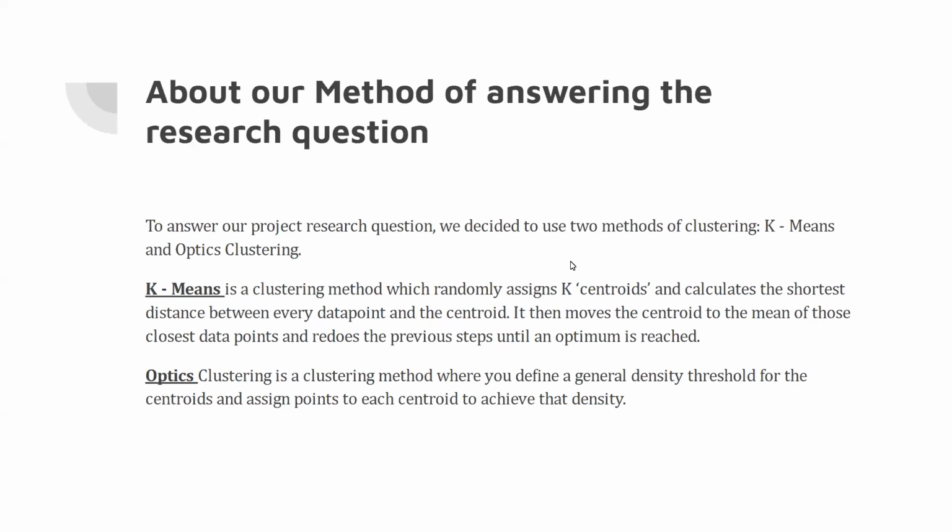And then these are the two methods that we've decided to use. Dorian will further explain them, both k-means and OPTICS/DBSCAN. Yes, k-means is just a clustering method where you randomly assign centroids and find the best positioning for those centroids based on the closest data points to them. And OPTICS clustering is a method where you define a general density threshold and assign points to meet that threshold.